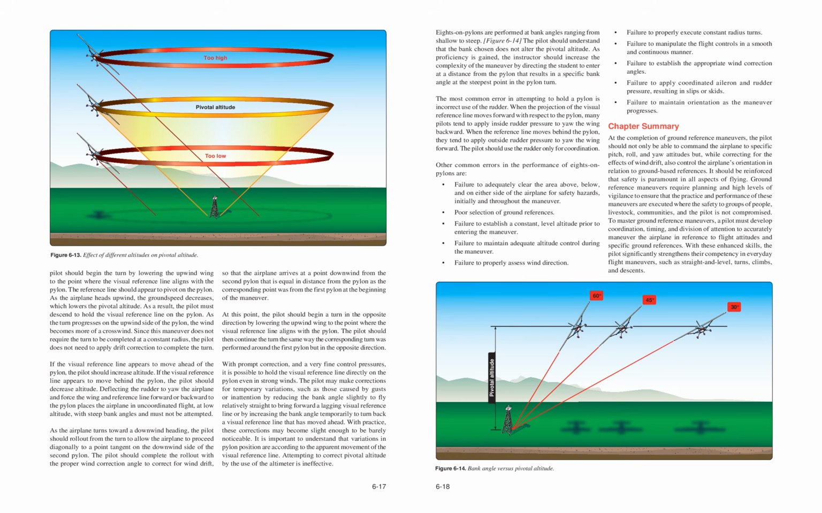Figure 6-17. 8s on pylons are performed at bank angles ranging from shallow to steep. Figure 6-14. The pilot should understand that the bank chosen does not alter the pivotal altitude. As proficiency is gained, the instructor should increase the complexity of the maneuver by directing the student to enter at a distance from the pylon that results in a specific bank angle at the steepest point in the pylon turn.